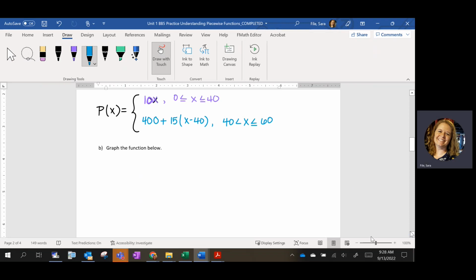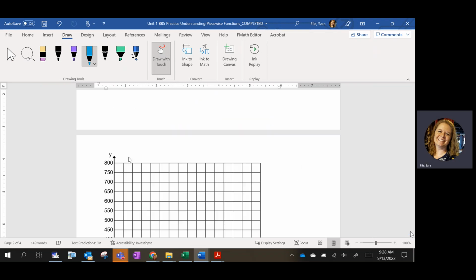All right, so we want to graph. Uh-oh, where's our grid? Oh, it's on the next page. Let me get this up here.